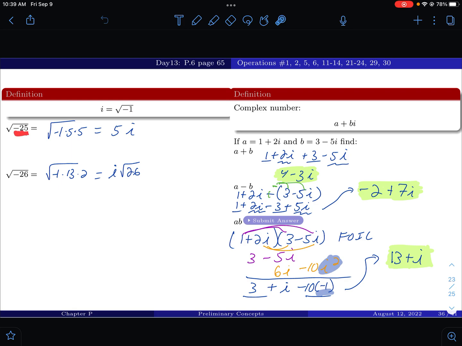So for -25 underneath the square root sign, separating it down into factors, -1 times 5 times 5. The square root of 5 squared is just 5, so that comes out. And then the square root of -1 is i, and I'm left with 5i.